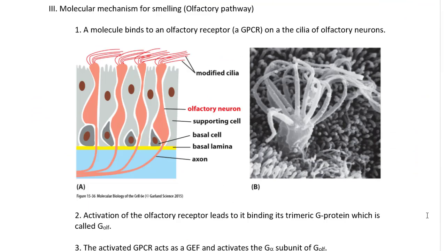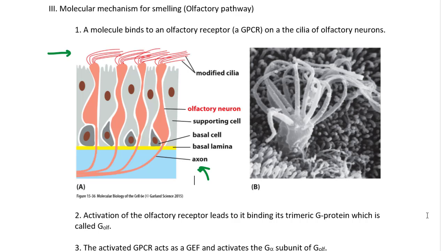Molecular mechanism for smelling, olfactory pathway. The molecule binds to an olfactory receptor, a G-protein coupled receptor, on a cilia of olfactory neurons. So here you can see that we have the cilia kind of looking like these hairs sticking out from these cells. They kind of behave like dendrites of a neuron. And you have G-protein coupled receptors on these cilia that will bind specifically to certain molecules. And that will initiate eventually an action potential that we fire down the axon.